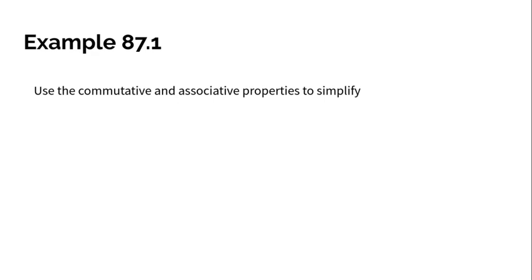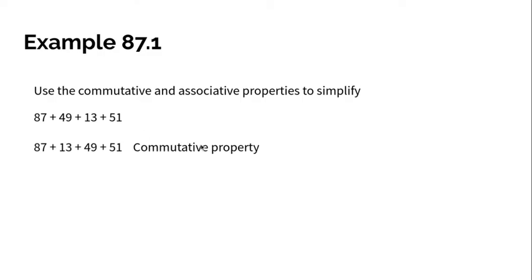Okay, let's do example 87.1. It says, use the commutative and associative properties to simplify. So the exercise, they give it to us like this. Very simple addition. I could just add all of these one by one, 87 plus 49. But in math, we always look to make things simpler. We can also use the commutative property, because I see that this 7 can add very easily with this 3, and this 9 can add easily with this 1. So I change this 13 here and the 49 here so that they can easily be added with each other.